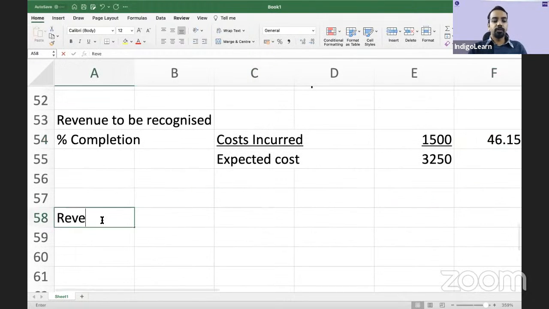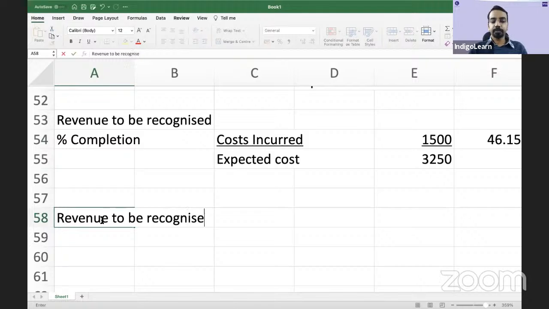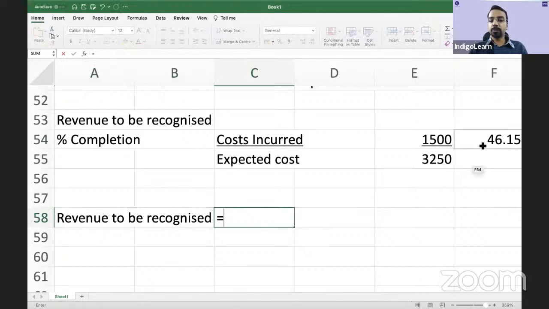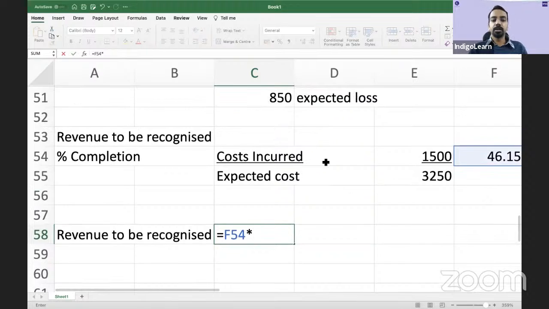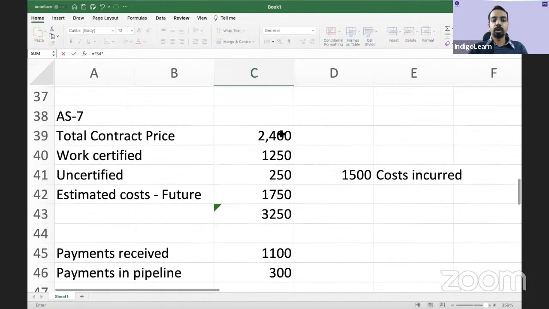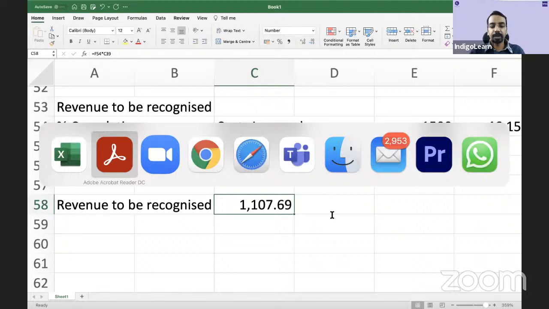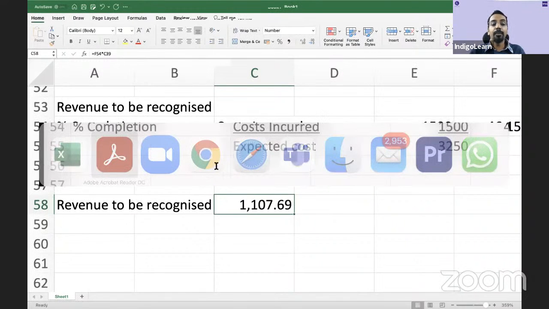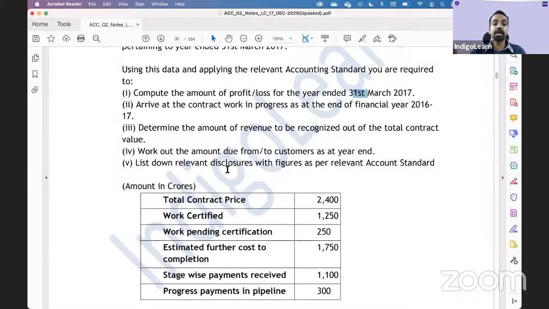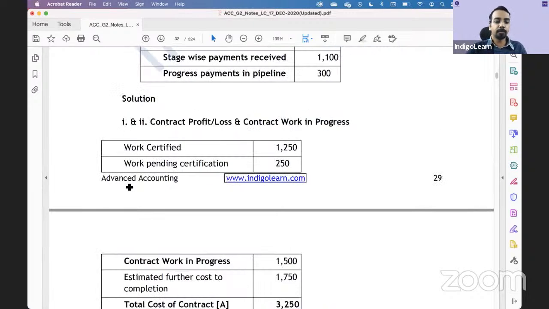So revenue to be recognized will be 46.15% of 2,400, which comes to 1107.69. Right? Then amount due to or due from the customers at the year end. Now, this is one important formula where students tend to forget how to arrive at it. Very simple. There is an underlying logic behind this formula which you need to understand. What is the underlying logic?